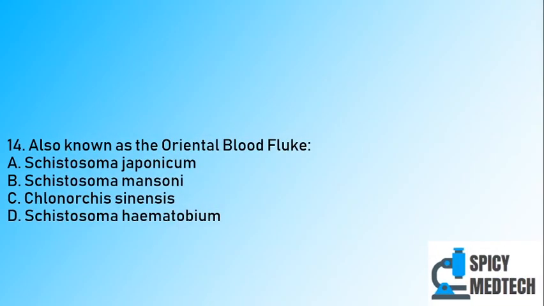Number 14. Also known as the Oriental Blood Fluke. A. Schistosoma japonicum, B. Schistosoma mansoni, C. Clonorchis sinensis, or D. Schistosoma haematobium. So the answer for number 14 is A, Schistosoma japonicum.